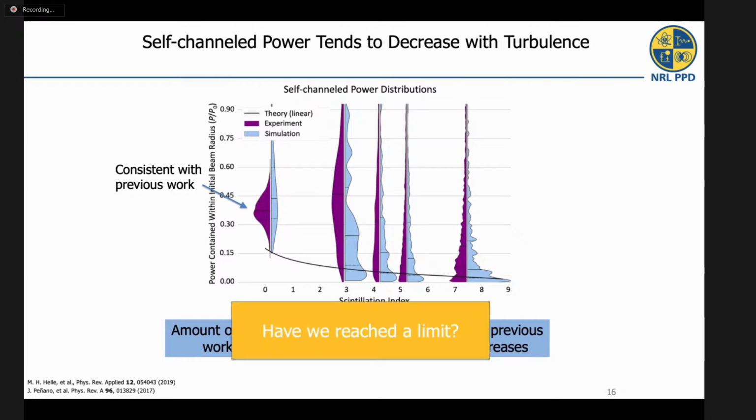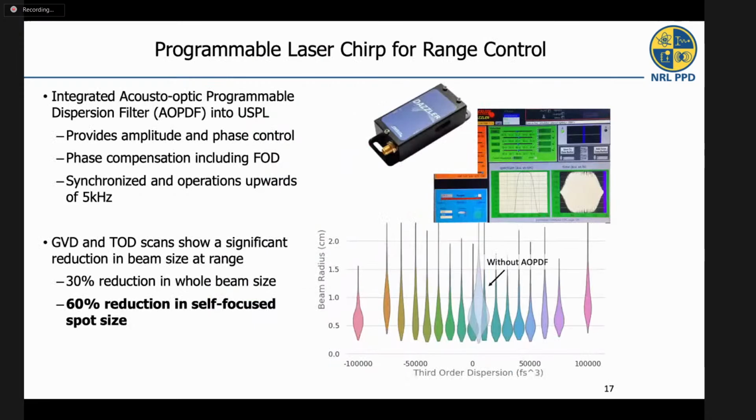But the question was, at this point, have we reached that limit? Is there any ability for us to propagate more power? Because we mentioned there these issues with the front and the back of the pulse. Can we do some smart tailoring of the pulse to try to increase the amount of power self-channeled? So that's where our most recent work was.